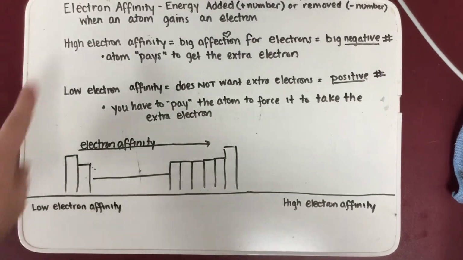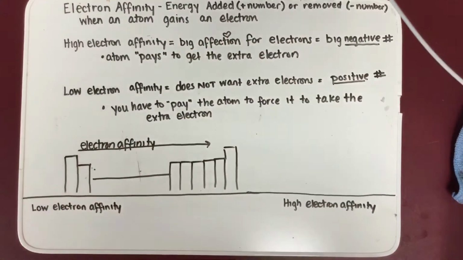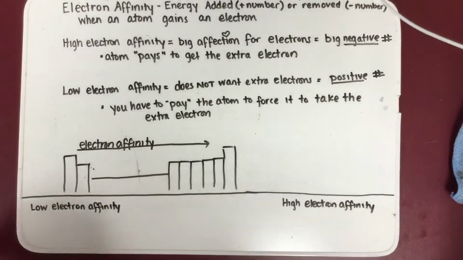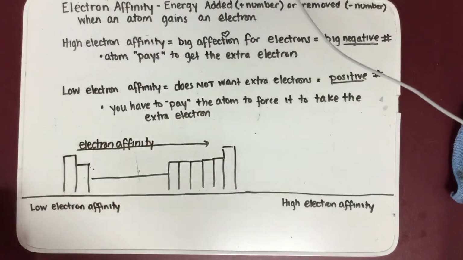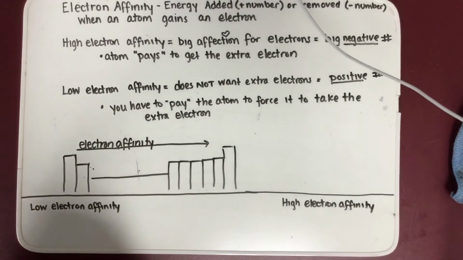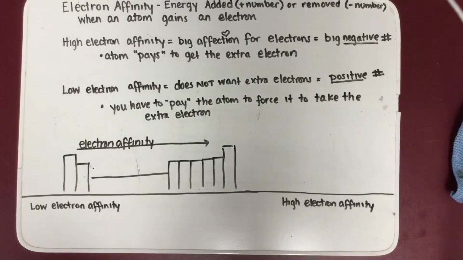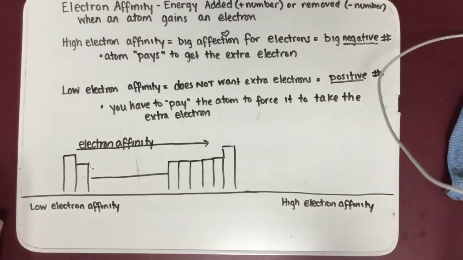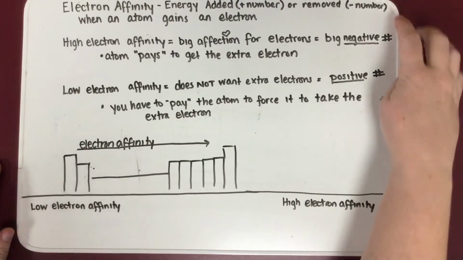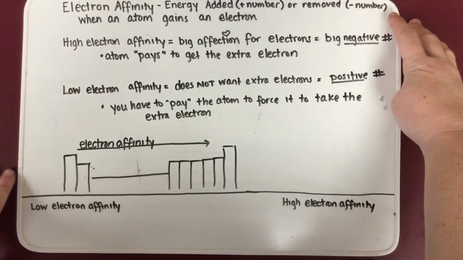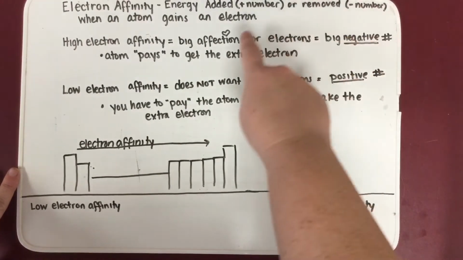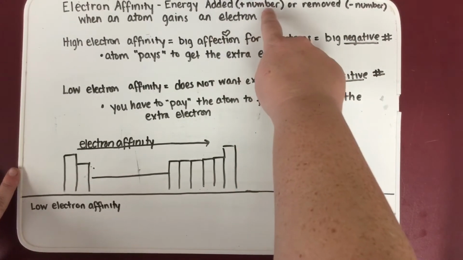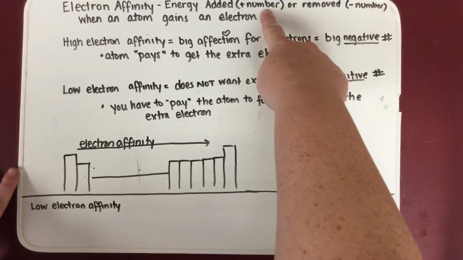Okay, so electron affinities can actually be positive numbers or negative numbers. And all that means is that sometimes when we look at adding an electron in, we actually remove energy. That's a negative number, it's going away. And sometimes when we add an electron in, it will be a positive number, which means that the energy is being added.